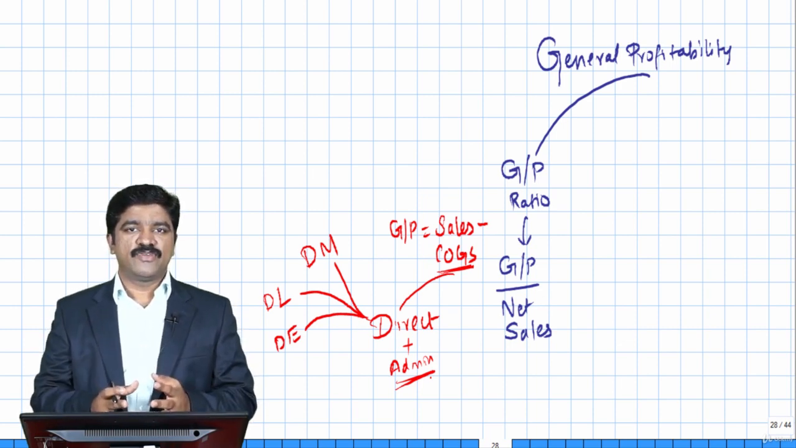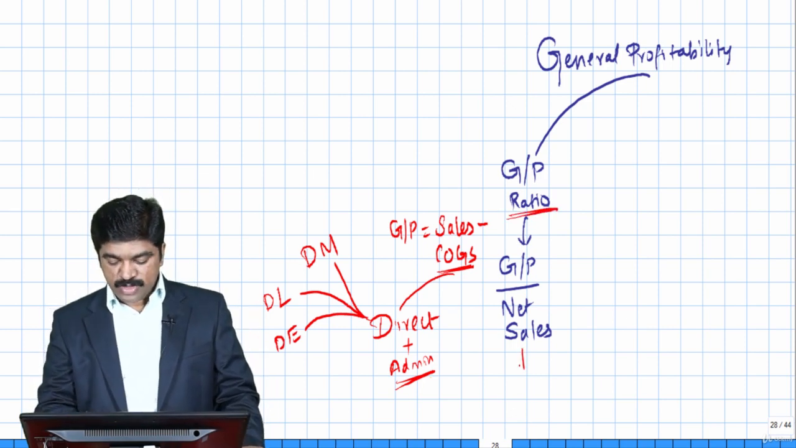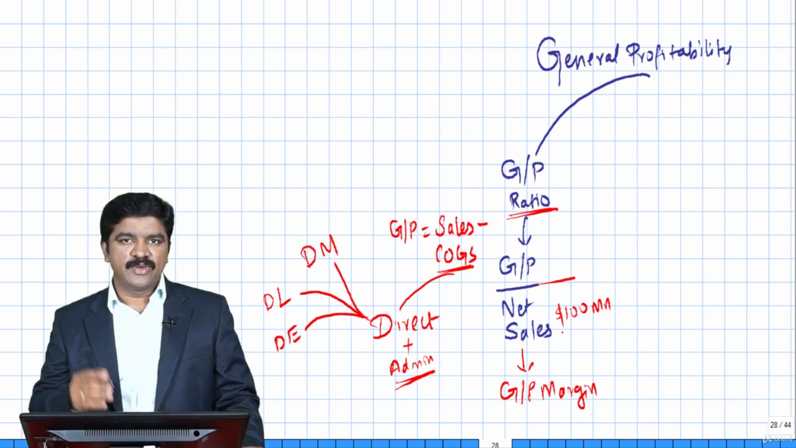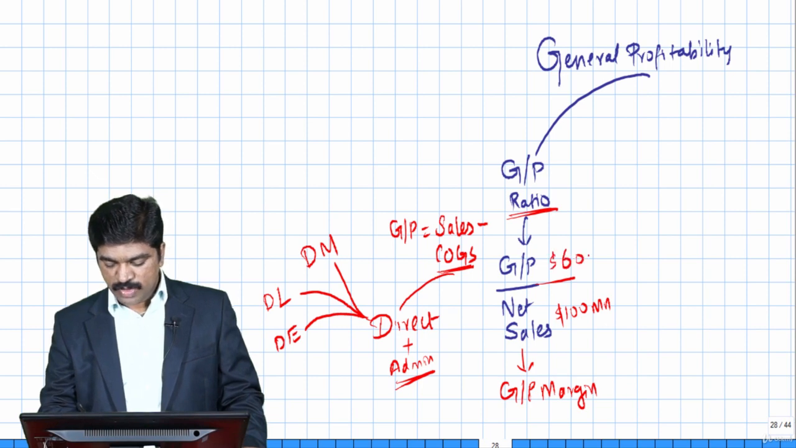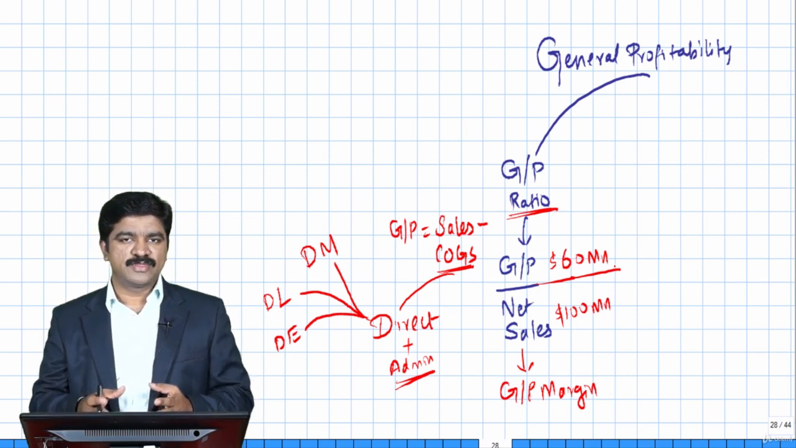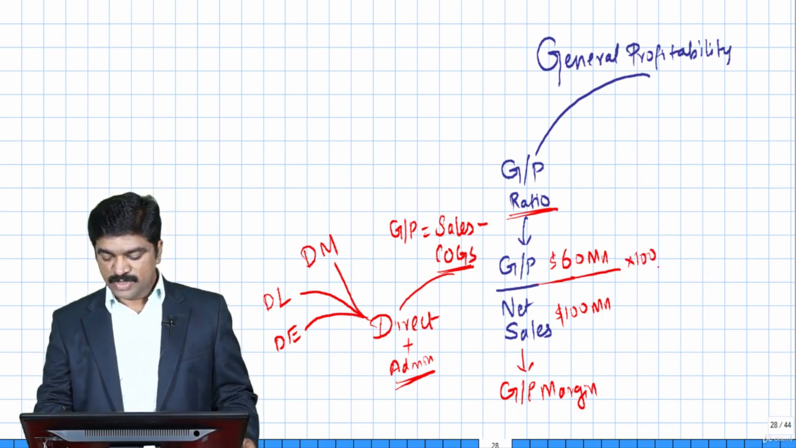And if that gross profit is compared with sales, you are going to get what is known as the gross profit ratio. We'll also call it the gross profit margin. Just to give you an example, let's say you have made sales of $100 million, and your gross profit is $60 million. So now you can find your gross profit ratio, which is 60 divided by 100 into 100, and that gives you the gross profit margin, which is 60%.